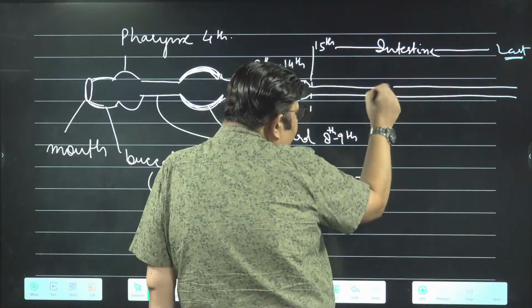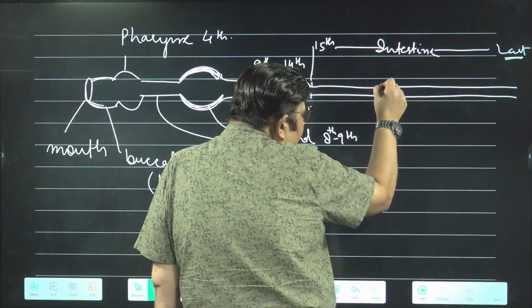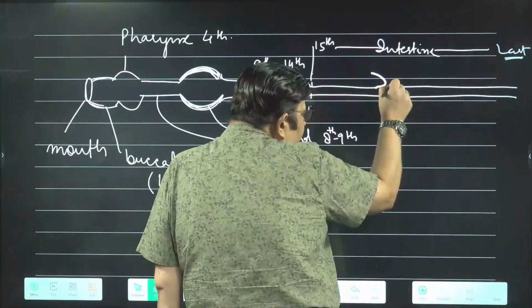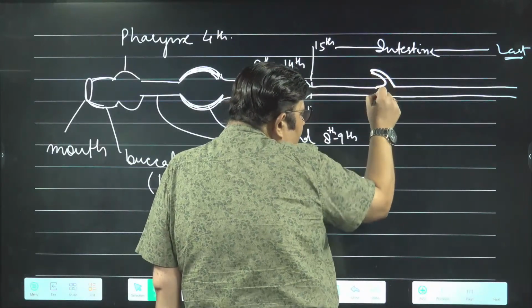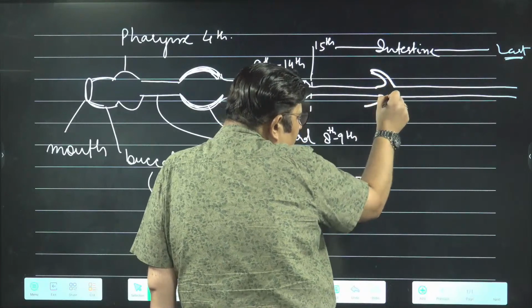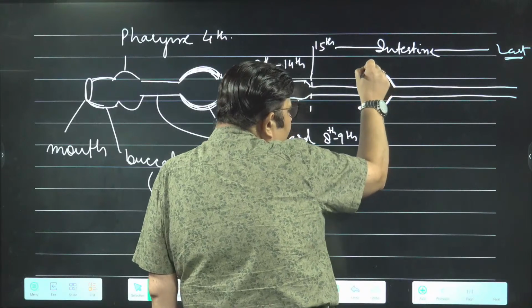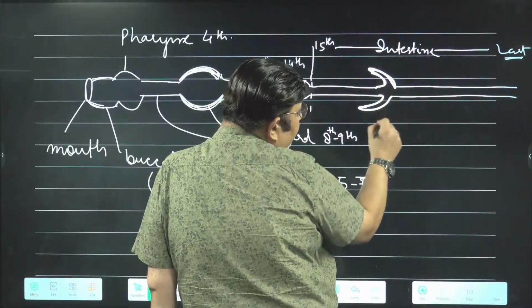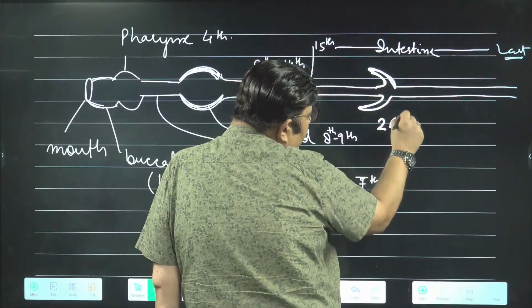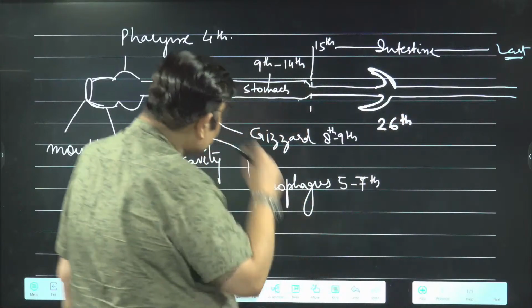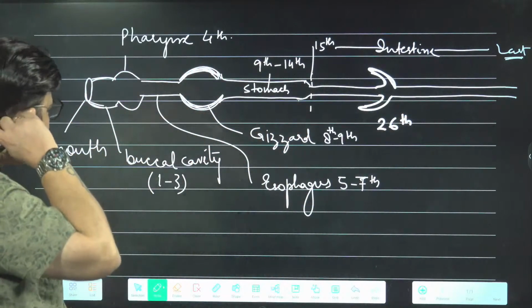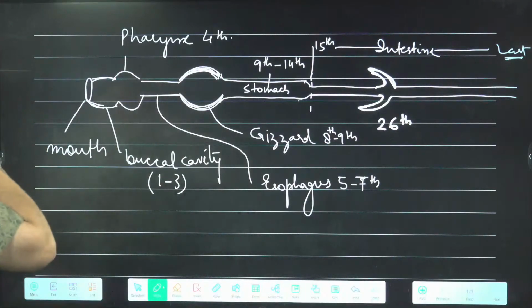On the 26th segment, you will find that there is a conical structure, and these conical structures are called intestinal caeca. They are present in the intestine. What do we call them? Intestinal caeca. Where are they present? On the 26th segment, these conical structures.